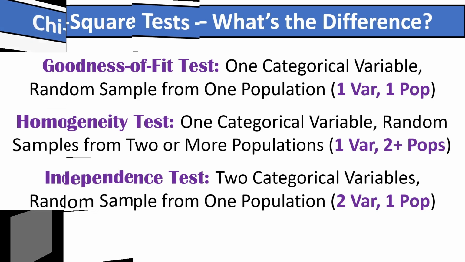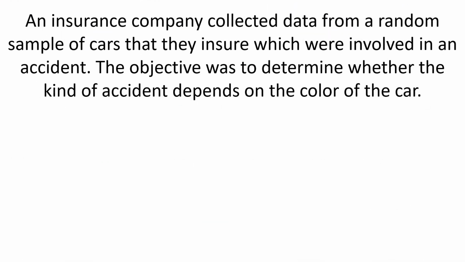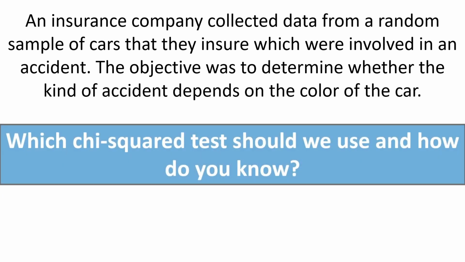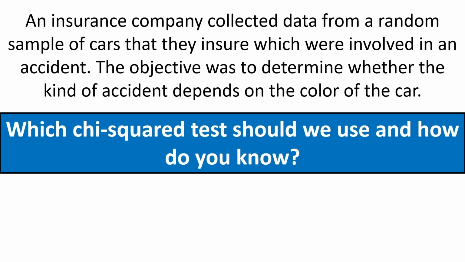Okay, so let's just look at an example. Here we're imagining there's an insurance company, and it's going to collect data from a random sample of cars that they insure, which were involved in some kind of accident. Their objective was to determine whether the kind of accident depends on the color of the car. So take a moment, maybe pause the video if you like, and think about which of these 3 chi-squared tests we should be using in this scenario.